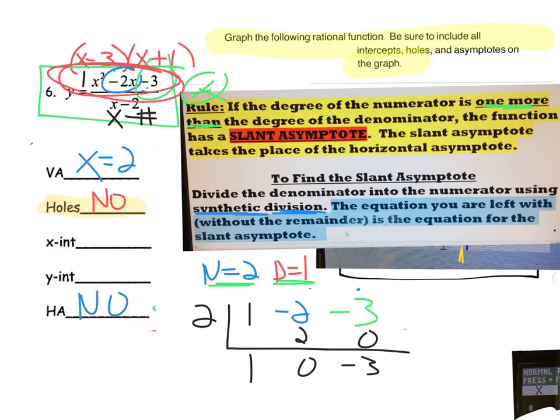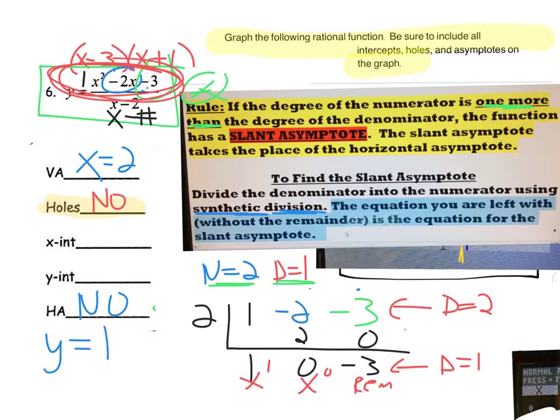Here, since our numerator was a degree 2, it was an x squared, our resulting equation is going to be one less degree, so it's going to be degree 1. This 1 is going to stand for x to the first, this 0 is going to stand for x to the 0, and here we're going to have a remainder of -3. So the equation we have left is y equals 1x to the first plus 0x to the 0 power. When you do synthetic division to calculate your slant asymptote, the remainder is not part of the equation.